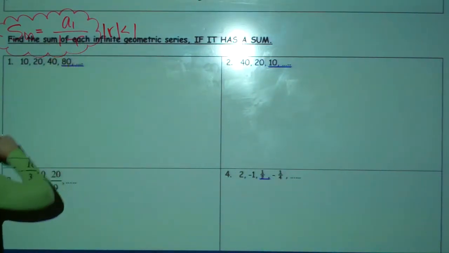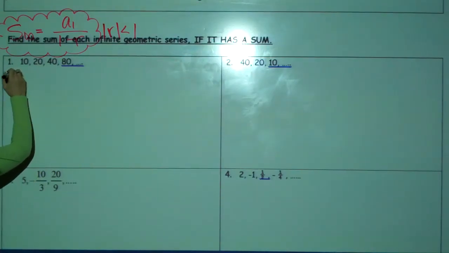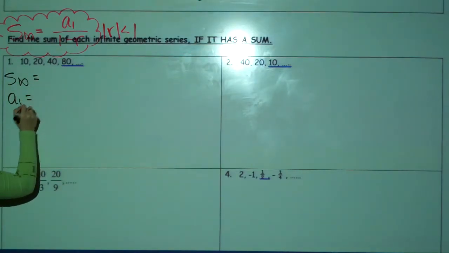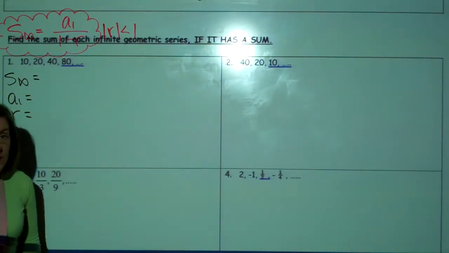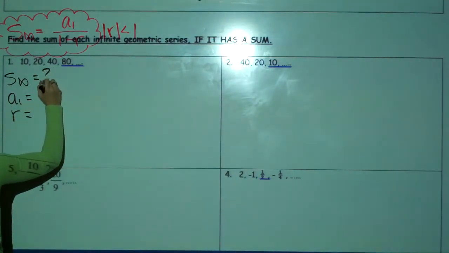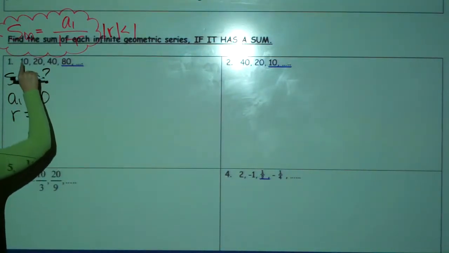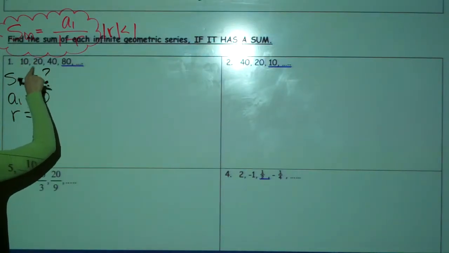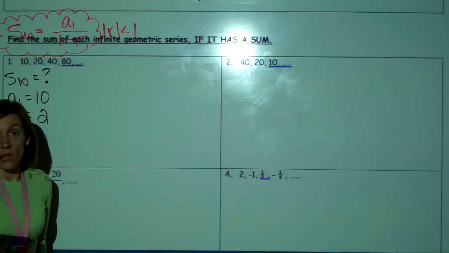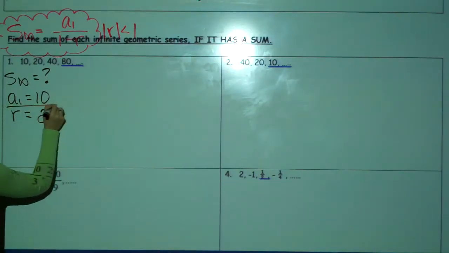So you still just want to list what you need. You need the sum, you need the first term, and you need the ratio. Those are the only 3 things you need because it just keeps going forever. So the sum is what we're finding. The first term is 10. But in this case, we're multiplying by 2, by 2, by 2. We're multiplying by 2. Well, always double check this.